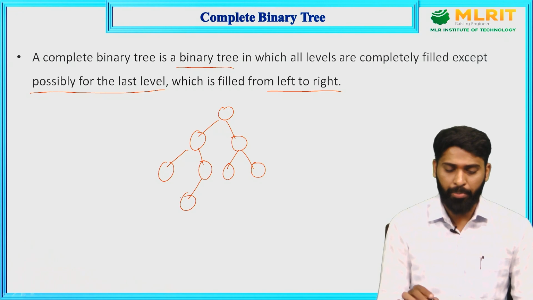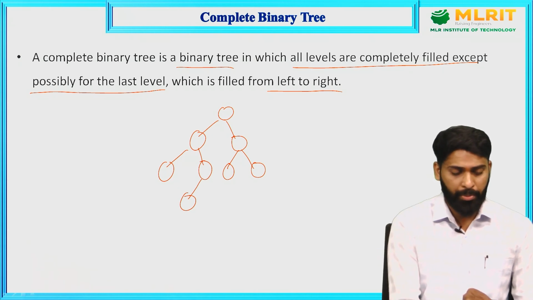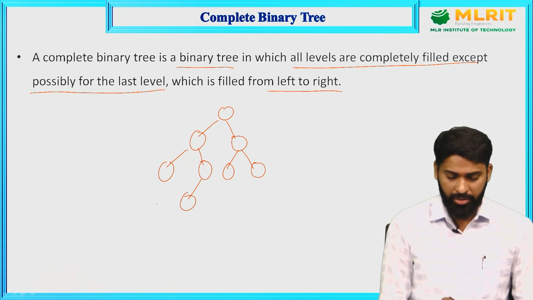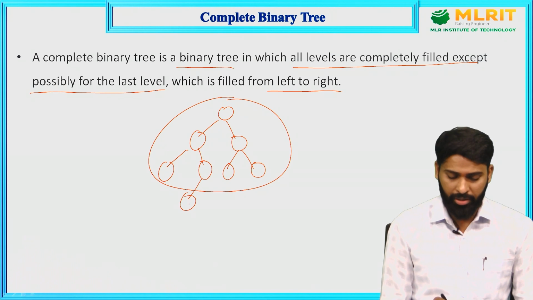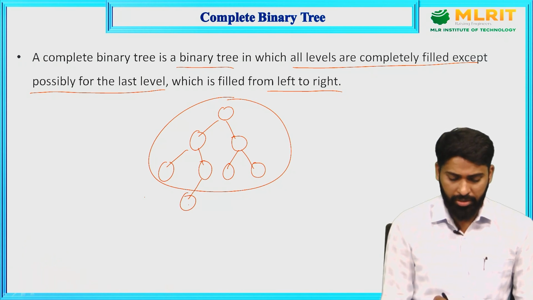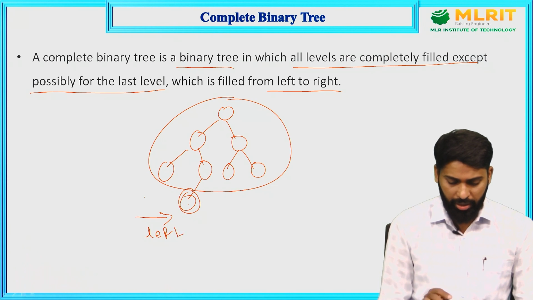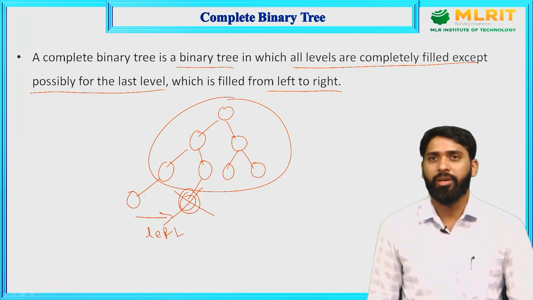Why? The property of a complete binary tree is all levels are completely filled except possibly for the last level. So, this is the last level. Now, here all levels are filled, but here we are not filling the new node from the left side. That is the property of a complete binary tree. Now, these nodes we fill from left to right. If we insert this node here, then it is a complete binary tree.